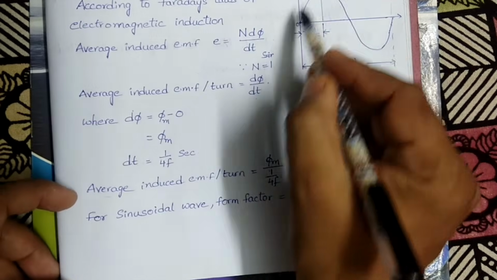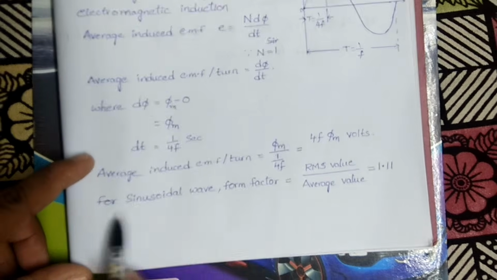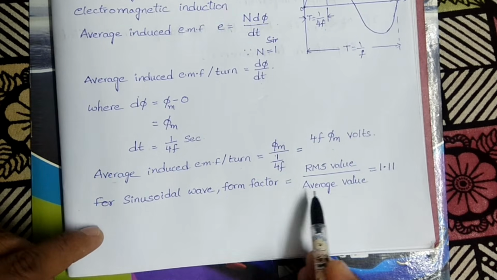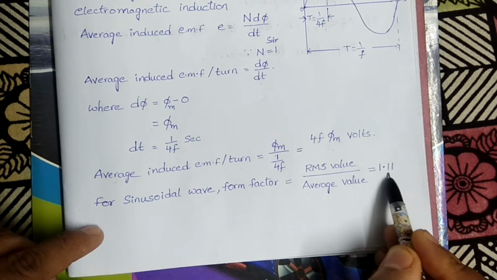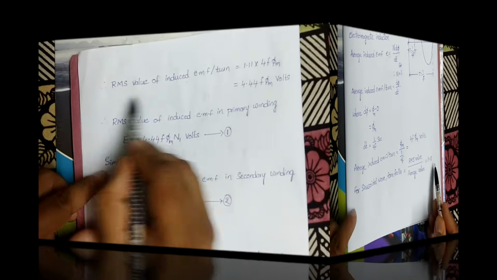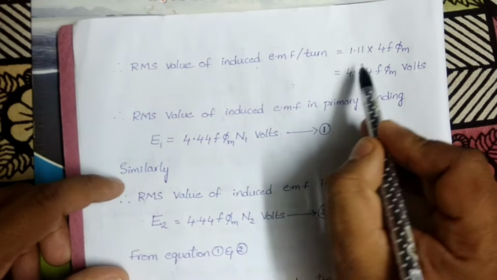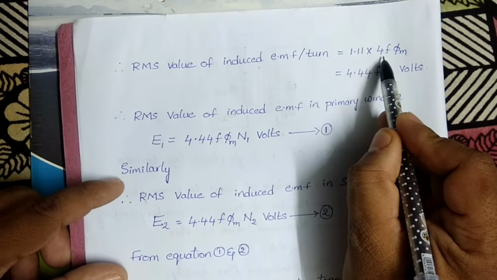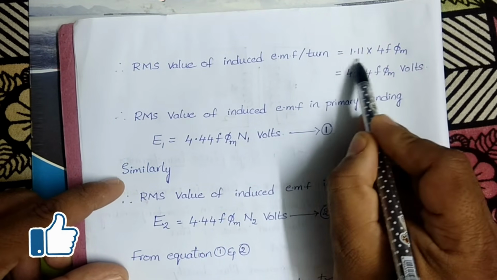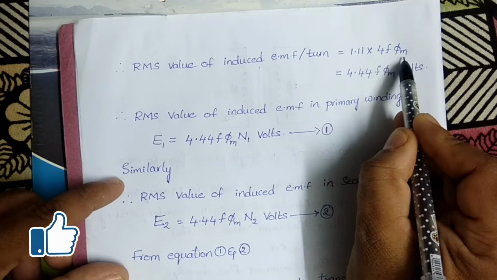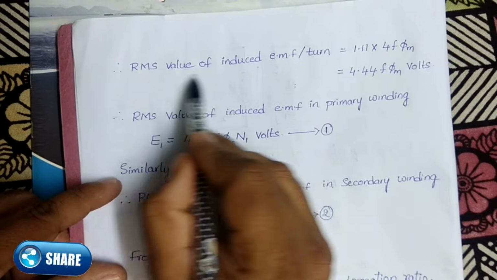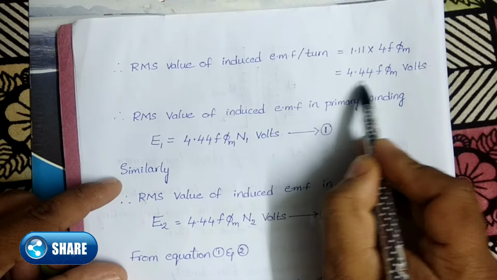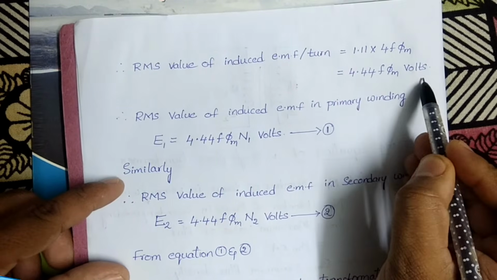For sinusoidal flux, this is the sinusoidal flux. For a sinusoidal wave, form factor equals RMS value by average value, and that equals 1.11. RMS value of induced EMF per turn equals 1.11 into 4f phi m. So 1.11 is the form factor and 4f phi m is the average induced EMF per turn. So the RMS value of induced EMF per turn equals 4.44 f phi m volts.